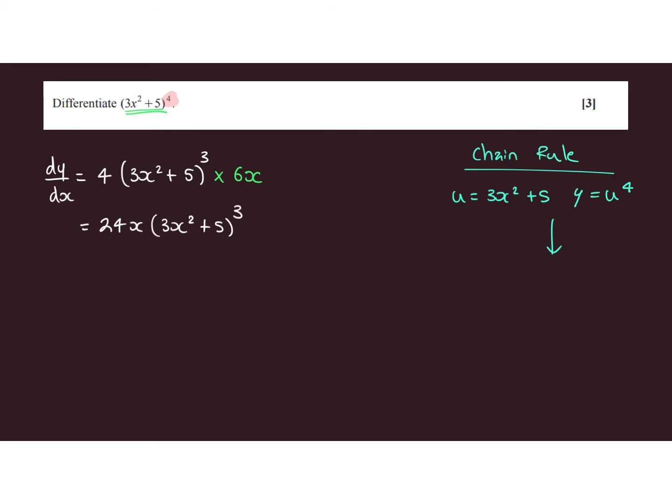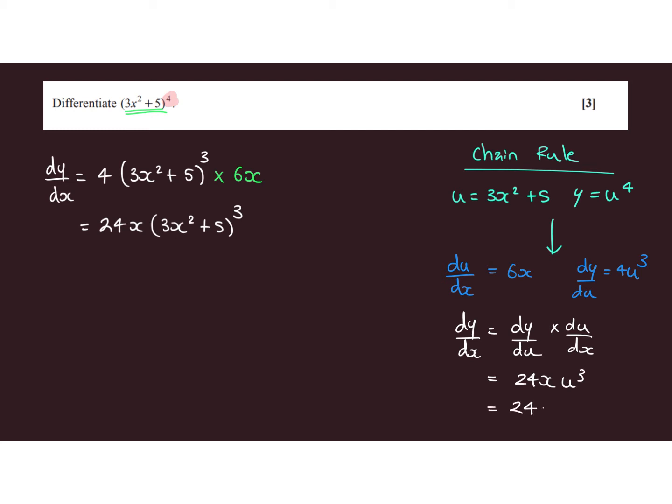Now, if you had done this using the long format of the chain rule, you would have had to set up du by dx is 6x, dy by du is 4u to the power of 3, and then dy by dx is the product of dy by du and du by dx, so these two blue derivatives, which is 24xu cubed. But of course you need to substitute back in for u, which is 3x squared plus 5, and you end up with exactly the same answer. But look how much more work you have to do on the right hand side compared with using the quick chain rule on the left hand side.